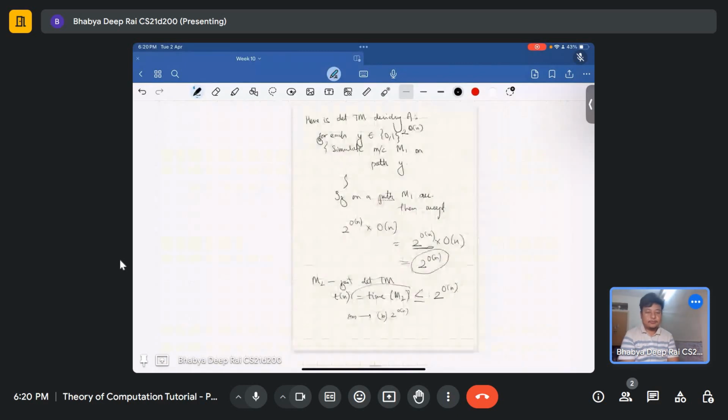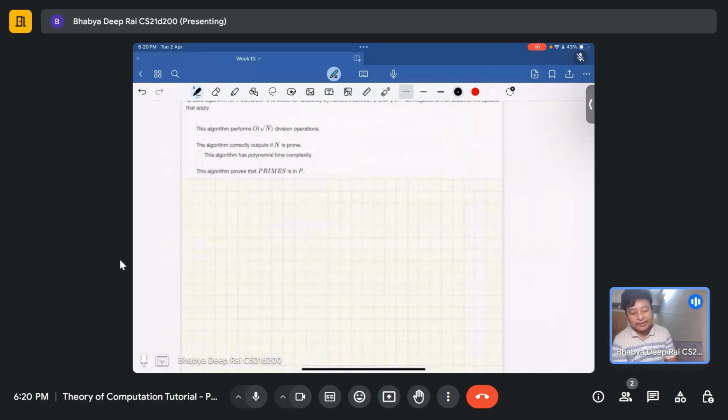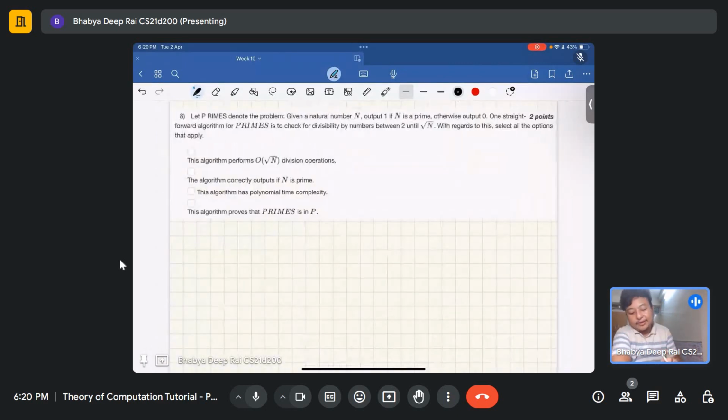Okay, good. So let's look at the next question. Question says, let primes denote the problem: given a natural number n, output 1 if n is prime, otherwise output 0. One straightforward algorithm for primes is to check for divisibility by numbers between 2 until root n. With regard to this, select all that apply.